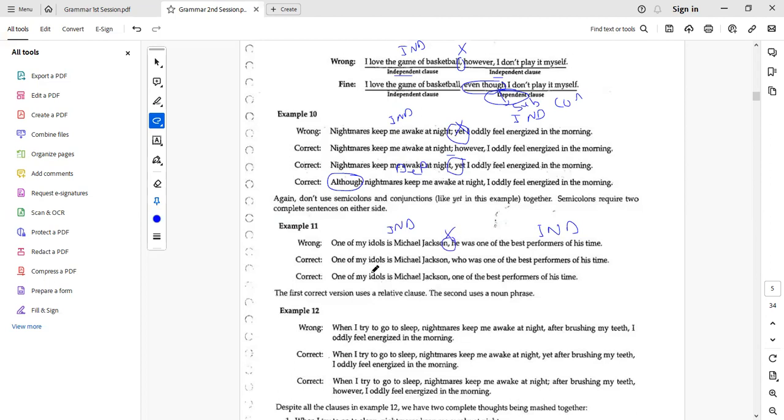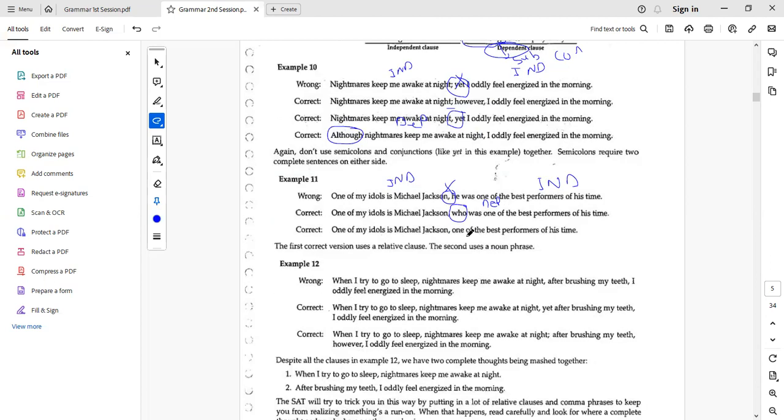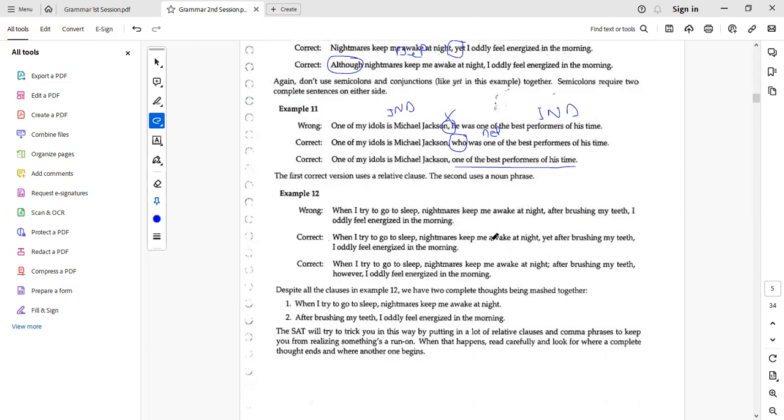So he changed one of them to be dependent by putting a relative clause. Who? Because Michael Jackson. Or you can make one of them an appositive like this, no subject verb. So one of my idols is Michael Jackson, one of the best performers of his time. So this is right.